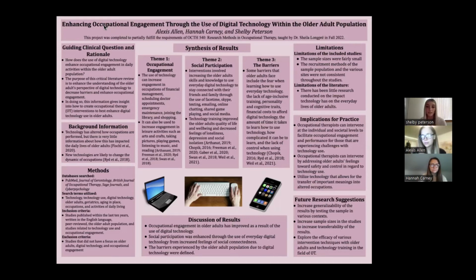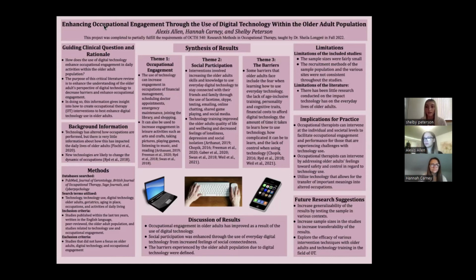Some of the limitations of the included studies were due to the fairly small sample sizes, which made it more difficult to transfer the information gathered to the population of older adults as a whole. In addition, the recruitment methods of the sample population and the various sites were not consistent throughout the studies, which also decreased the transferability of the information. As for limitations of the literature, there has been little research conducted on the impact technology has on the everyday lives of older adults.